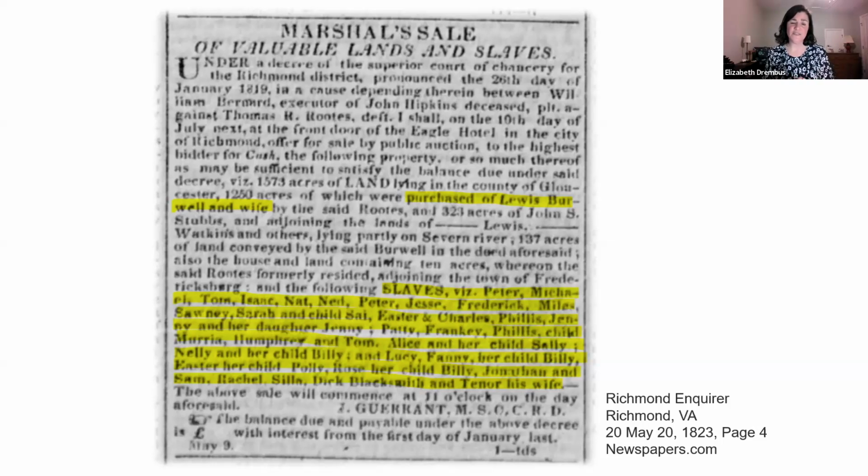We don't even know if these particular enslaved people were part of the land and the property that was purchased from Mr. Roots, who is the one who ends up needing to pay a debt. But we know that he purchased land from Lewis Burwell. We don't know whether he had originally purchased enslaved people from Lewis Burwell. But we know at this point, these folks are going to be sold. So right now we have their names right here in the newspaper.